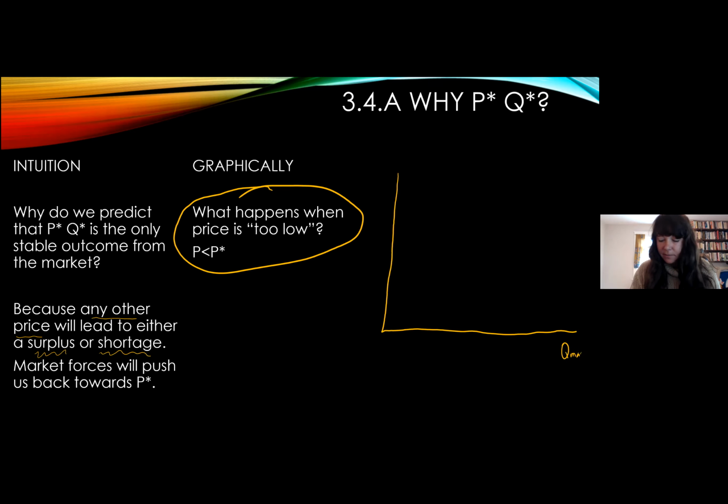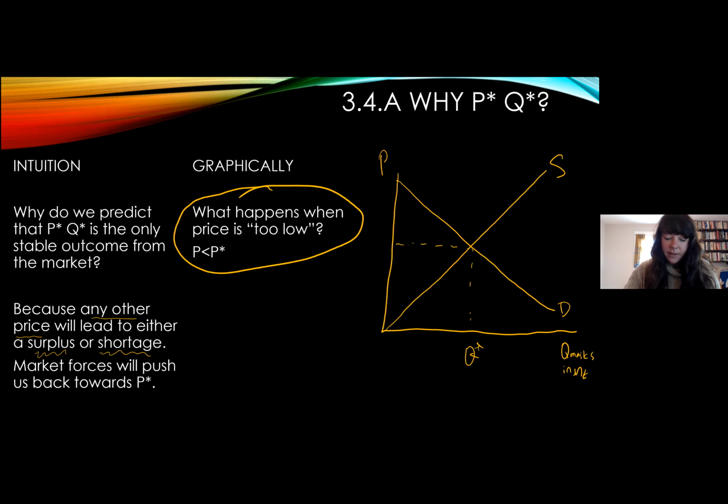So if we're in the masks market, we've got our price and quantity labeled, we've got our supply and our demand, and this is where P star Q star would be. We're not going to just jump into that equilibrium. A lot of times we'll be out of equilibrium.